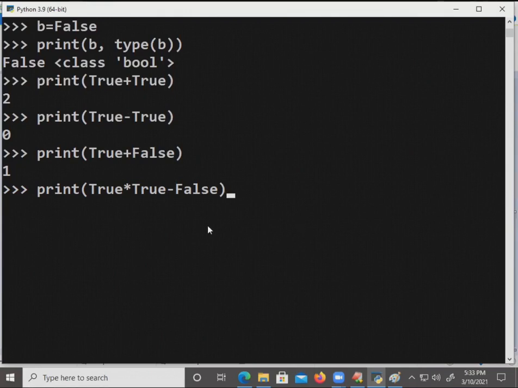Why was there such a small silence? First, true into true is 1. 1 into 1 is 1. 1 minus 0, why tension? So like this I can write it. Okay, now last and final: true by true.